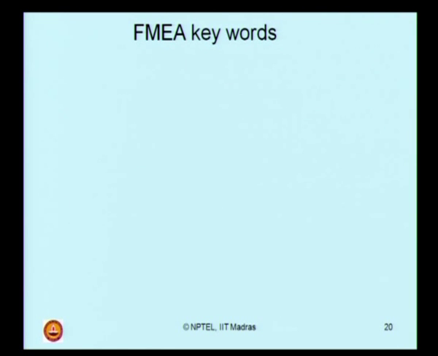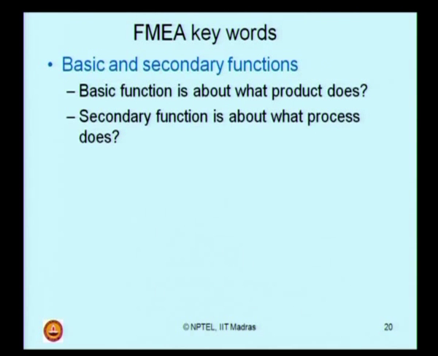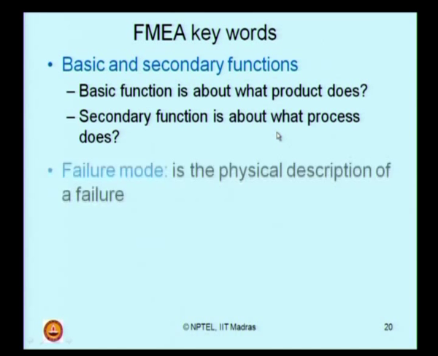Again, FMEA like HAZOP has keywords: basic and secondary functions. What is a basic function? Basic function is about what the product does. Secondary function is about what the process does. So, one is a design intent, the other is a deviation. So, that is comparable with the HAZOP study as well.